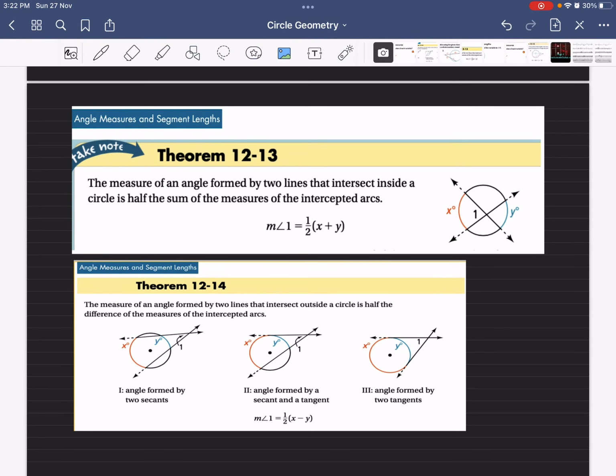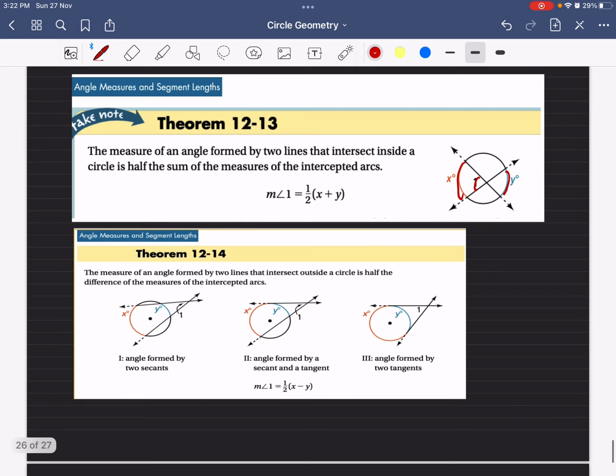Okay, so in this theorem in circle geometry, we're going to be focusing on finding the internal angles, given the size of the two arcs intercepted by these two intersecting chords. The formula is: the size of the angle inside is 1/2 of the sum of arc x and arc y. So let's not forget this one.